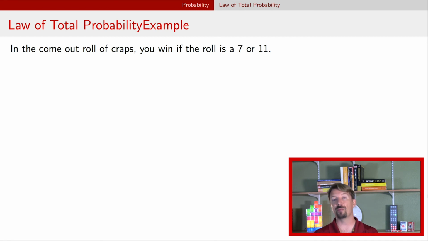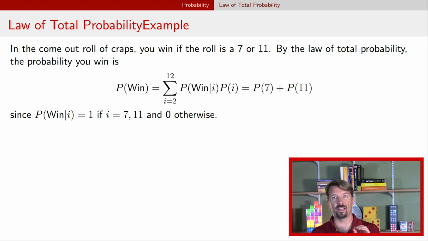In the come-out roll, you automatically win the game if you roll a 7 or an 11. And so right here, we're going to use that to calculate some probabilities. The probability that you win can be written using the law of total probability. That law says we have to have a partition. The partition we're going to use is all the possible rolls that we could have. So one event is 2, another event is 3, another event is 4, and so forth. And now we're going to calculate the probability of winning given that roll times the probability of that roll.